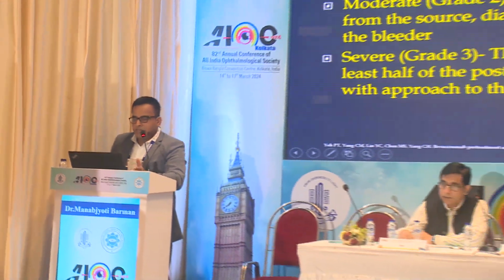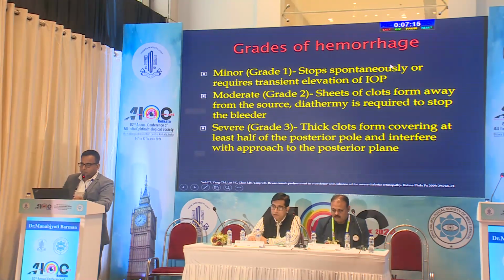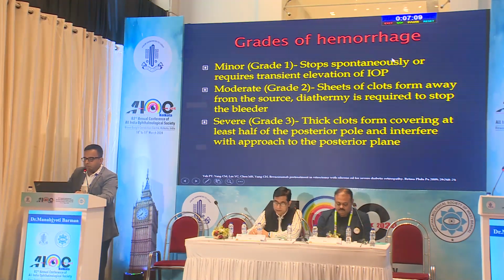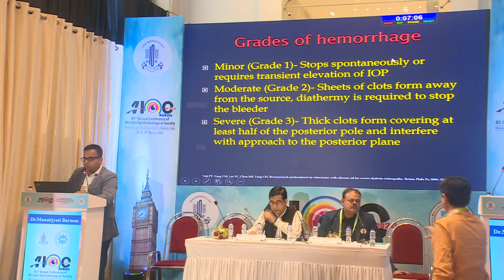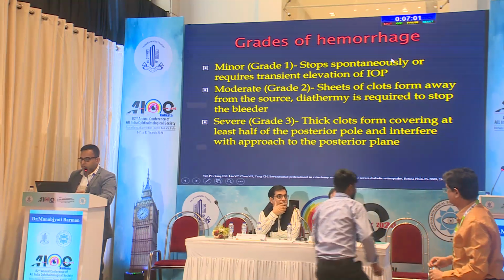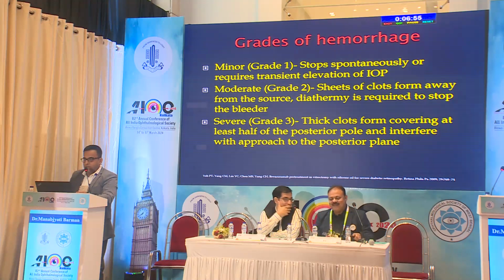Bleeding may occur from different sources: blood vessels in the sclerotomy sites, any neovascularization, or any injury to even a normal healthy vessel can also lead to hemorrhage during surgery. And extensive hemorrhage may prevent successful completion of the surgery. So the grades of hemorrhage, grade 1, grade 2, and grade 3, are again a rough grading of the intraoperative hemorrhages. Grade 1 stops spontaneously or with a minimum elevation of the IOP. Grade 2 is where sheets of clots form away from the source of bleeding and diathermy is required. And grade 3 is a thick clot that covers at least half of the posterior pole and interferes with the approach to the posterior plane.